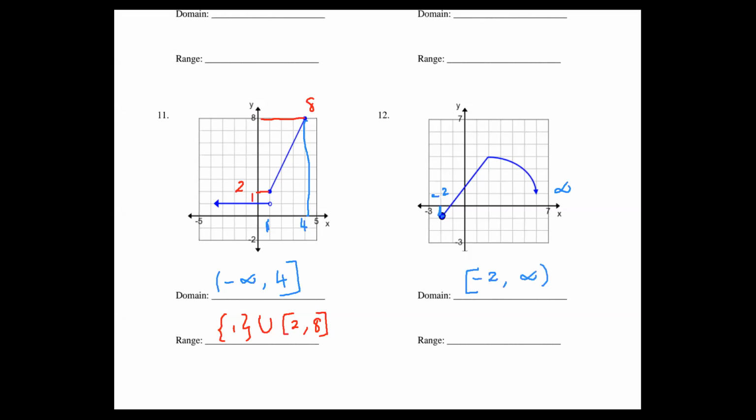And the range is, if you look at the arrow, that means it's going to go down. That's what it means. So it's going down to negative infinity. So we put the negative infinity. And where does it stop? It stops at 4. So it's going to be negative infinity, 4. Okay. So let's move on to the next one.